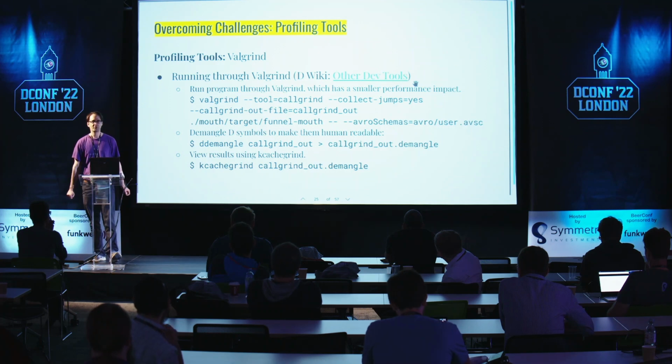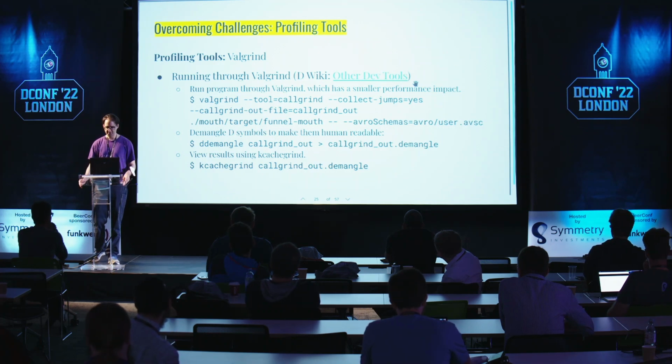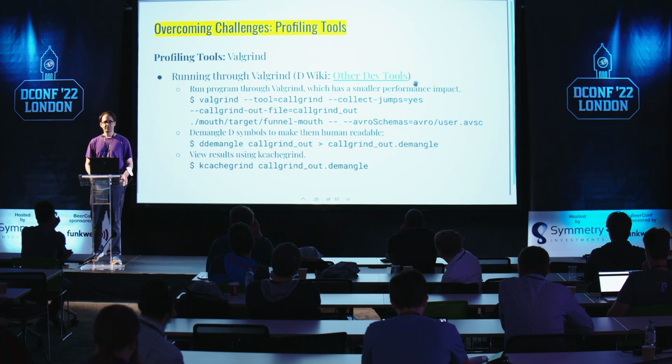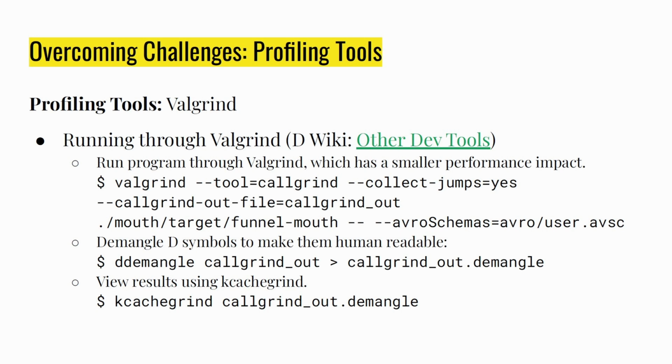All right, now profiling. How do we overcome some of those challenges? There are different tools out there, and I guess there's more than one way to skin a cat. One of the ways of doing memory profiling or performance profiling is using the tool Valgrind, which those of you who work with C++ are already very familiar with. And the D-Wiki has a lot of really good instructions on how to do it.